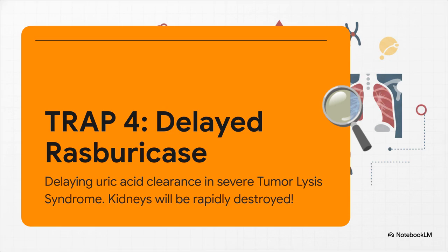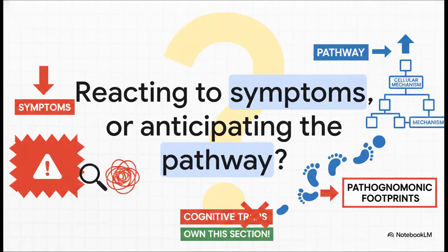So this brings us to a final, pretty provocative thought. If a Step 2 CK question presents a sudden onset oncologic or hematologic crisis, are you just reacting to the symptoms, or are you actively anticipating the underlying cellular pathway? The absolute key to mastering this material is seeing those pathognomonic footprints before you even reach the answer choices. Lock in these mechanisms, sidestep those cognitive traps, and you will absolutely own this section.